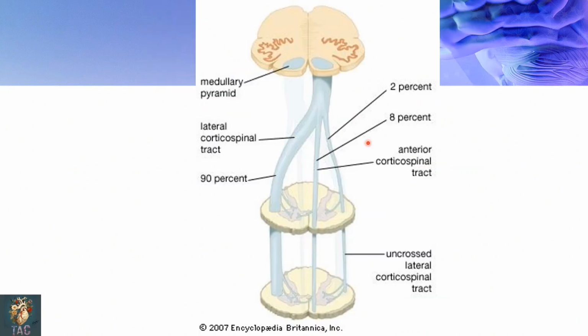Again, another beautiful diagram, another important concept: the fibers which cross form the lateral corticospinal tract. These are usually 90%. Of the fibers which do not cross to the opposite side, 8% descend as the anterior corticospinal tract in the anterior funiculus of the spinal cord, while another 2% are uncrossed fibers in the lateral corticospinal tract and descend with the crossed fibers in the lateral funiculus of the spinal cord. These two uncrossed tracts, the anterior and the 2% lateral, cross in the anterior commissure to the opposite side.